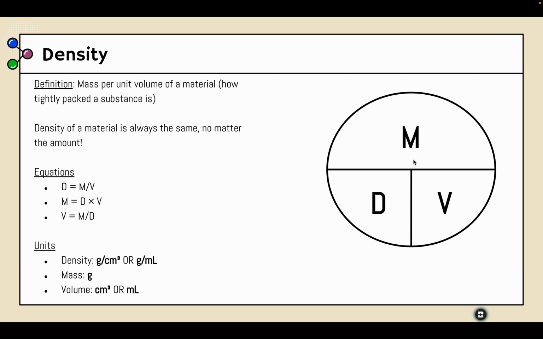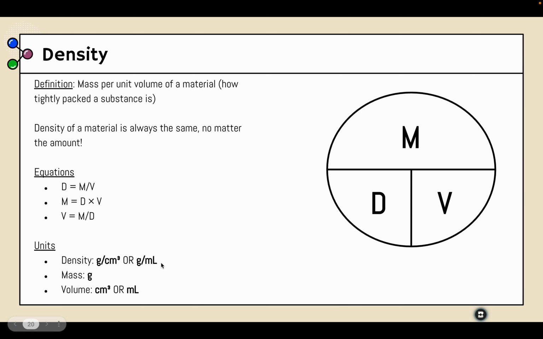And how we calculate density is we take the mass, the amount of matter, divided by the volume, or the amount of space that it occupies. So if I'm looking for density, I can cover up density with my finger on this pie chart, and I know that it's m over v. However, if I was looking for mass and I'm given a density and a volume, if I cover up mass, it's d times v. And lastly, if I'm looking for volume and I'm given a mass and density, I can divide mass by density to get my volume.